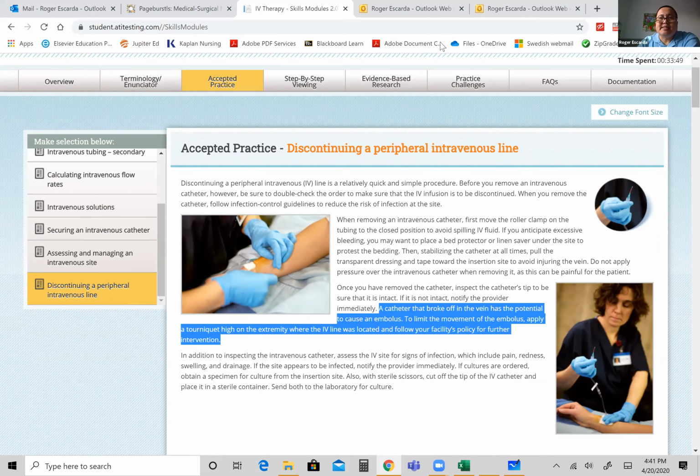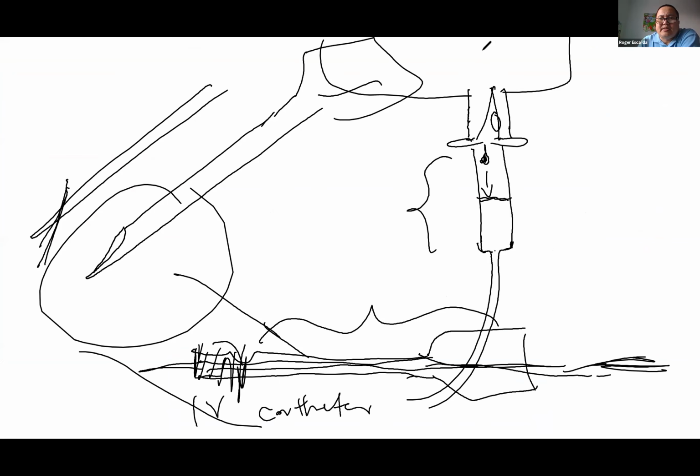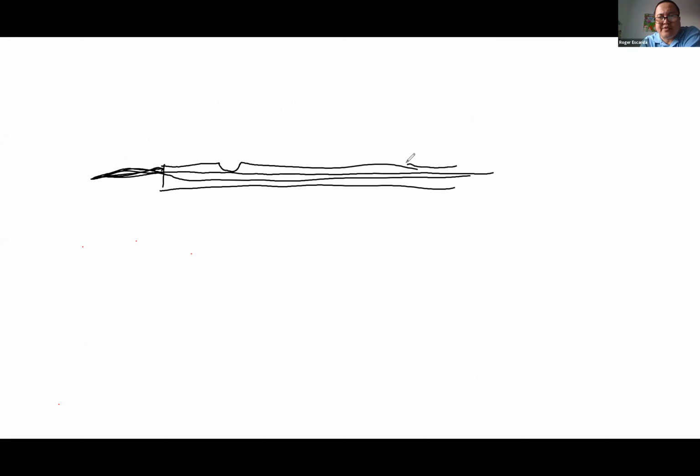It's not very common. It happens if, let's say, okay, you see my whiteboard? Yes, we see. Imagine this is the needle. So we have an over the needle catheter. I'll see if I can show you the picture later.